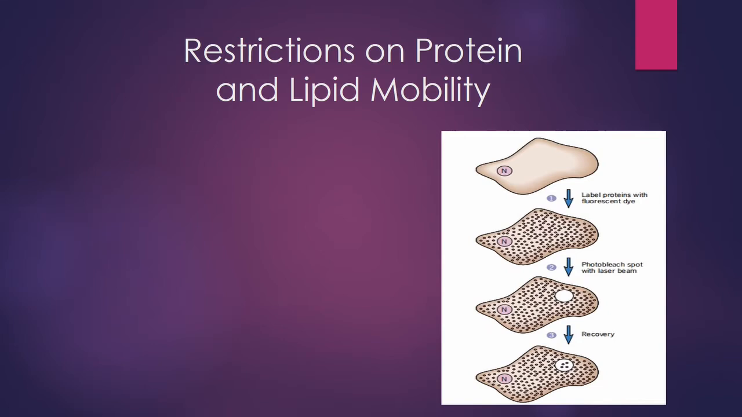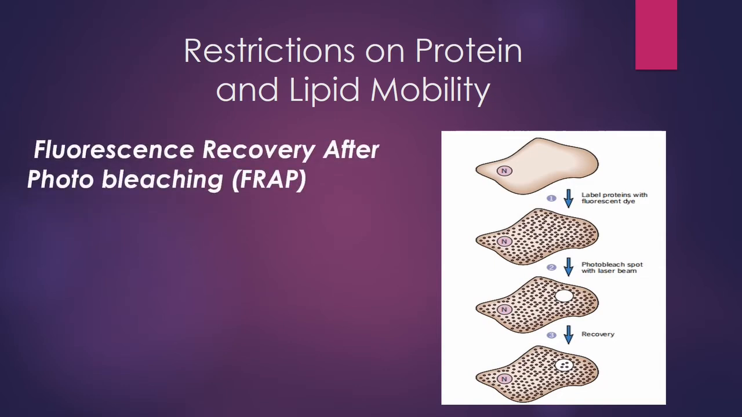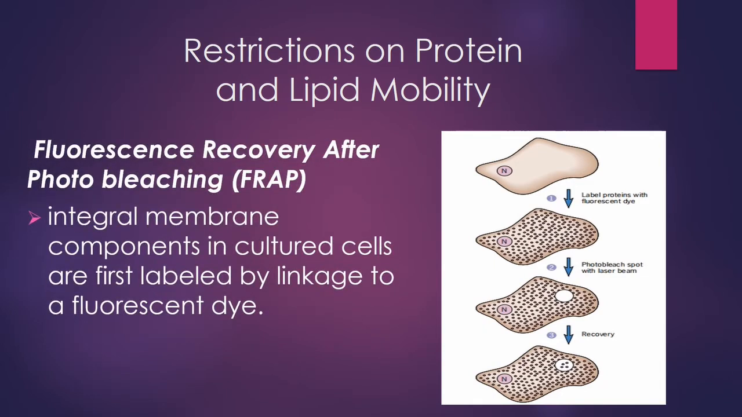Several techniques allow researchers to follow the movements of molecules in the membranes of living cells using the light microscope. In a technique called fluorescence recovery after photobleaching, integral membrane components in cultured cells are first labeled by linkage to a fluorescent dye. A particular membrane protein can be labeled using a specific probe such as a fluorescent antibody.